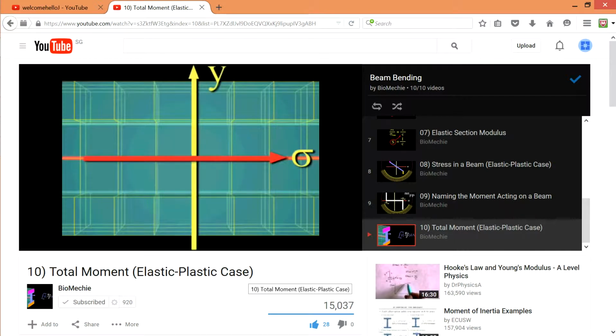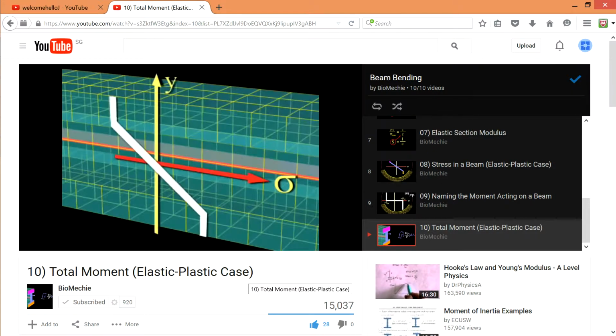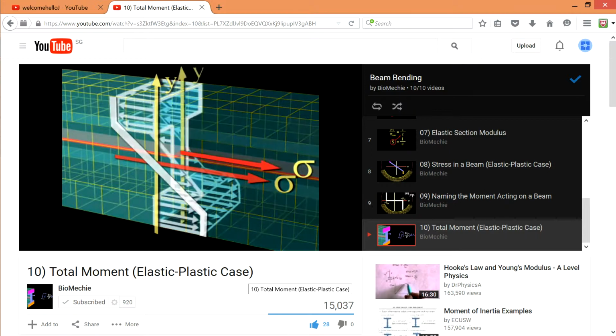The stress distribution in a beam that carries a partially plastic moment looks like this. The arrows show stress values at various locations on the cross-sectional area. To find the total moment carried by the beam, we add up the contributions of stress from each area of the cross-section using the moment equation.